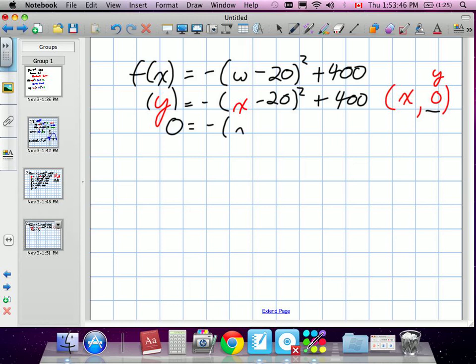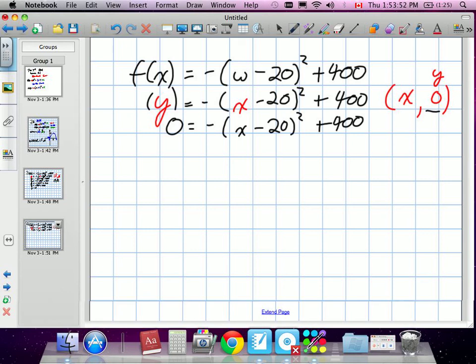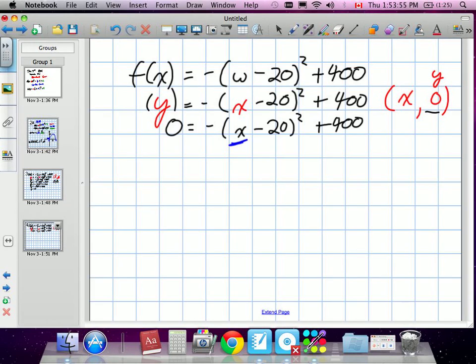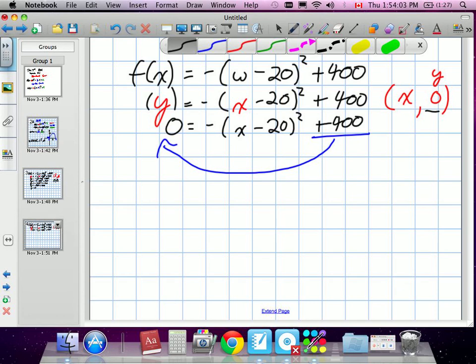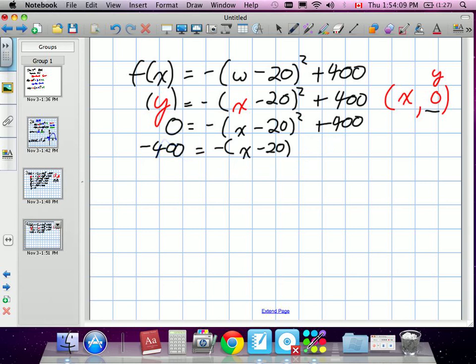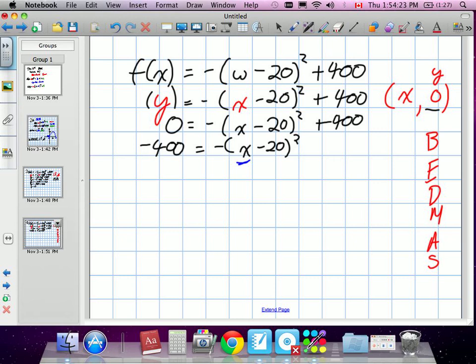Now what I need to do is isolate x. I need to solve for it, so I have to go through my algebra rules. I'm going to take 400 and move it to the other side of the equation. When I do that, it becomes negative 400 is equal to negative (x minus 20) squared. Now think of this like reverse BEDMAS. Because we're trying to isolate x, we deal with the addition and subtraction first. We do reverse BEDMAS when we're trying to isolate a variable. So I dealt with the addition first and moved it to the other side.